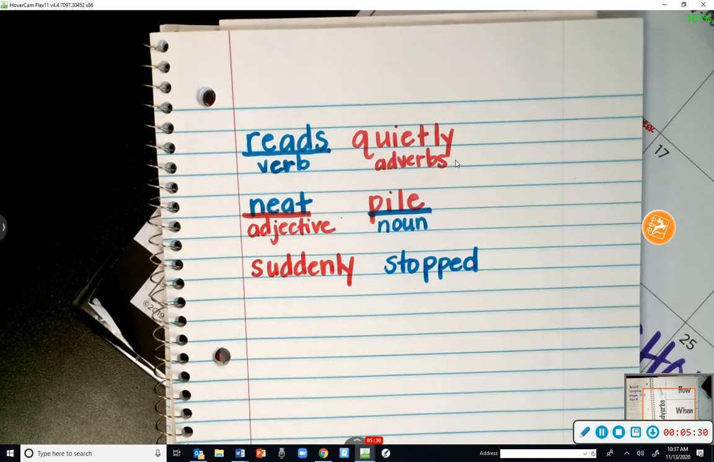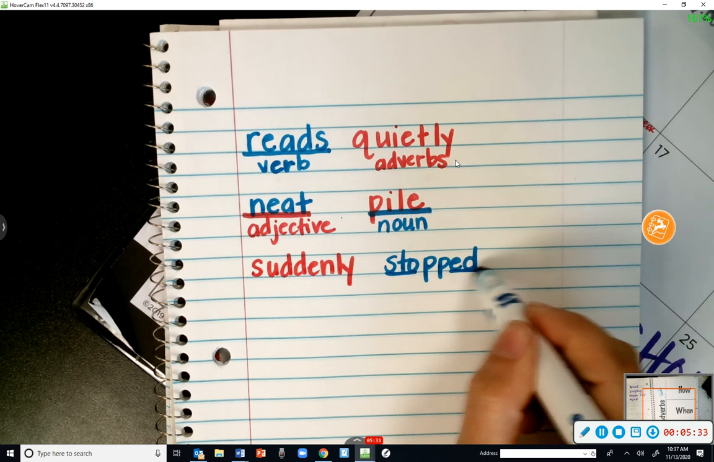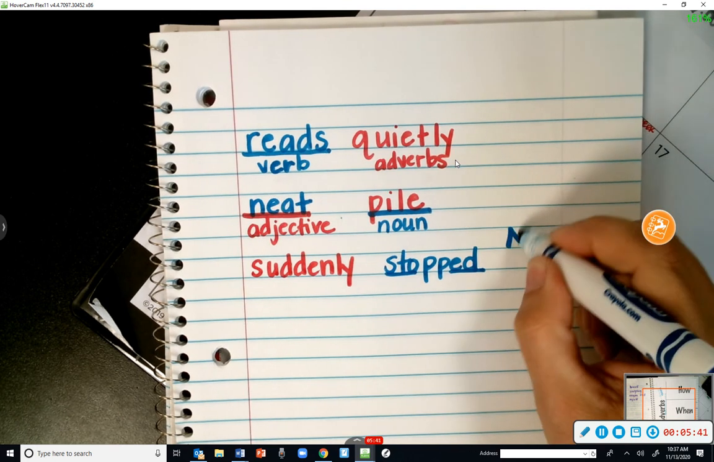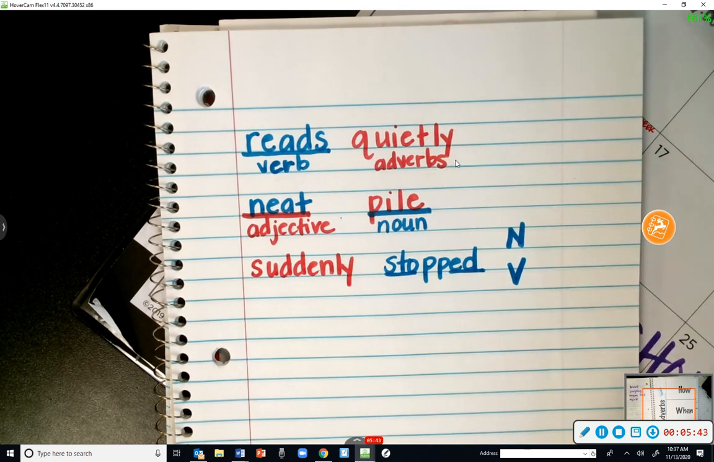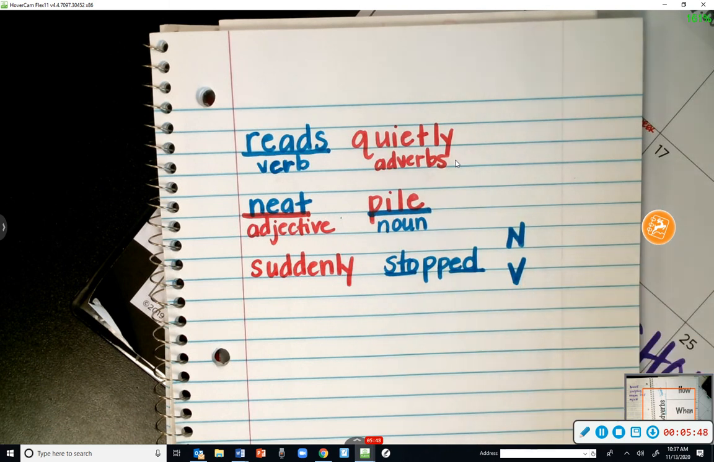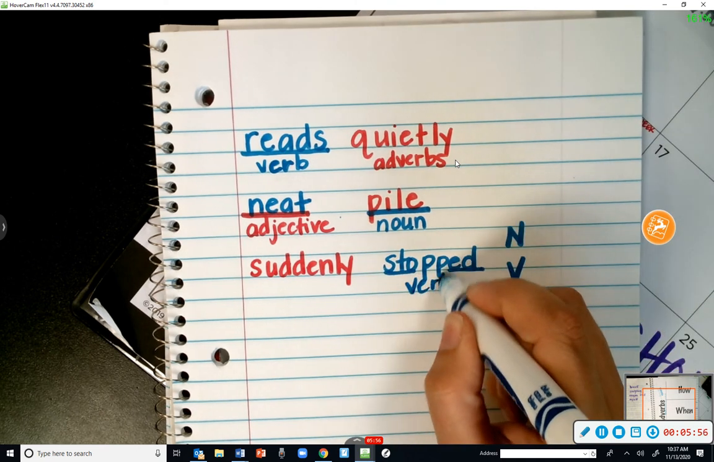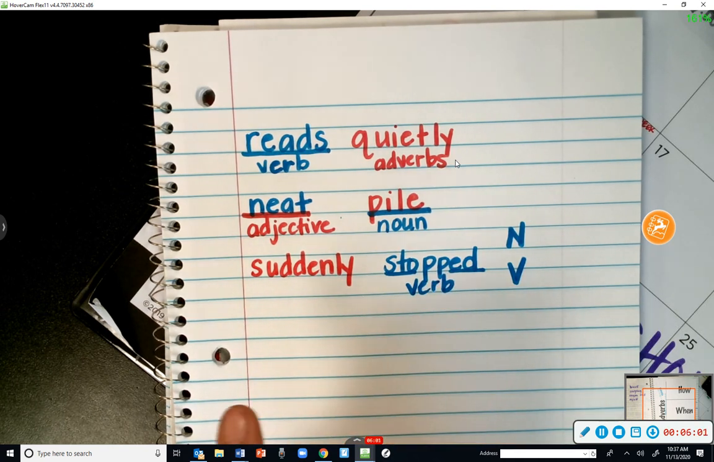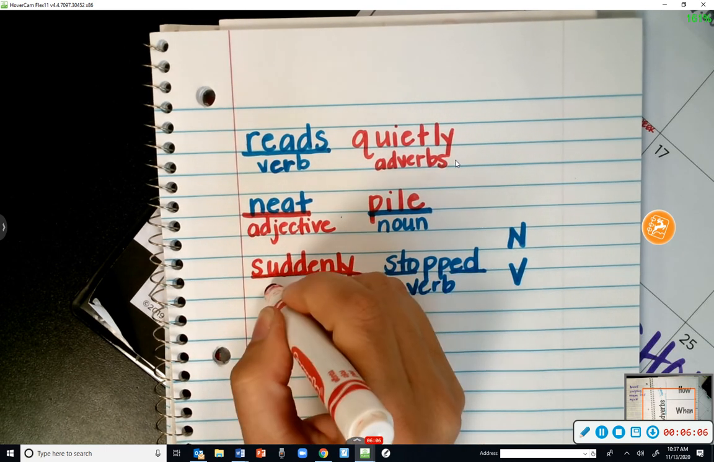Okay, so we need to look at the blue word first. Stopped. We need to decide if the blue word is a noun or a verb. Is stopped a person, place, or thing, or something you can do? You can do. So if I can do it, is that a verb or a noun? Verb. Okay. What type of words describe verbs? Adverb. So suddenly is an adverb.